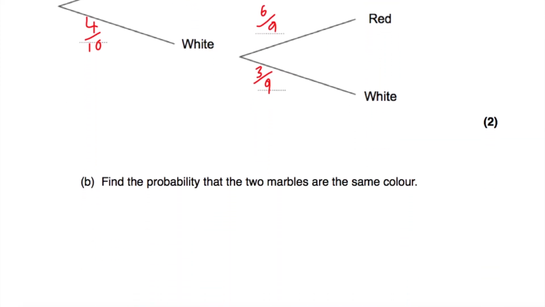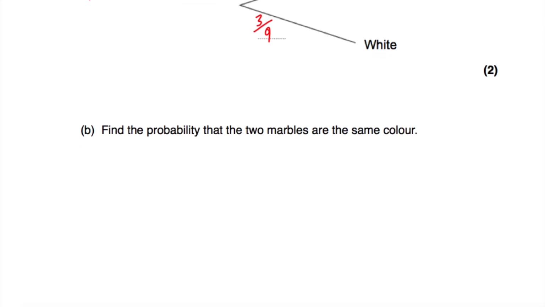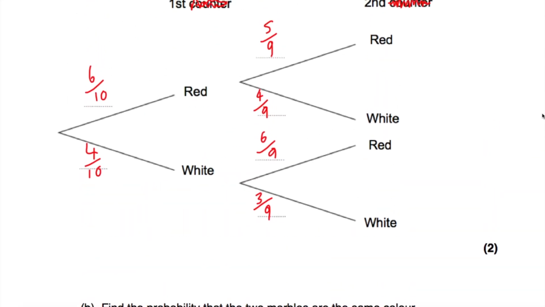And part B says, find the probability that the two marbles are the same colour. So that's going to be a red and a red, that option, or a white and a white, that option, because those ones would be the same colour, a red and a red and a white and a white.